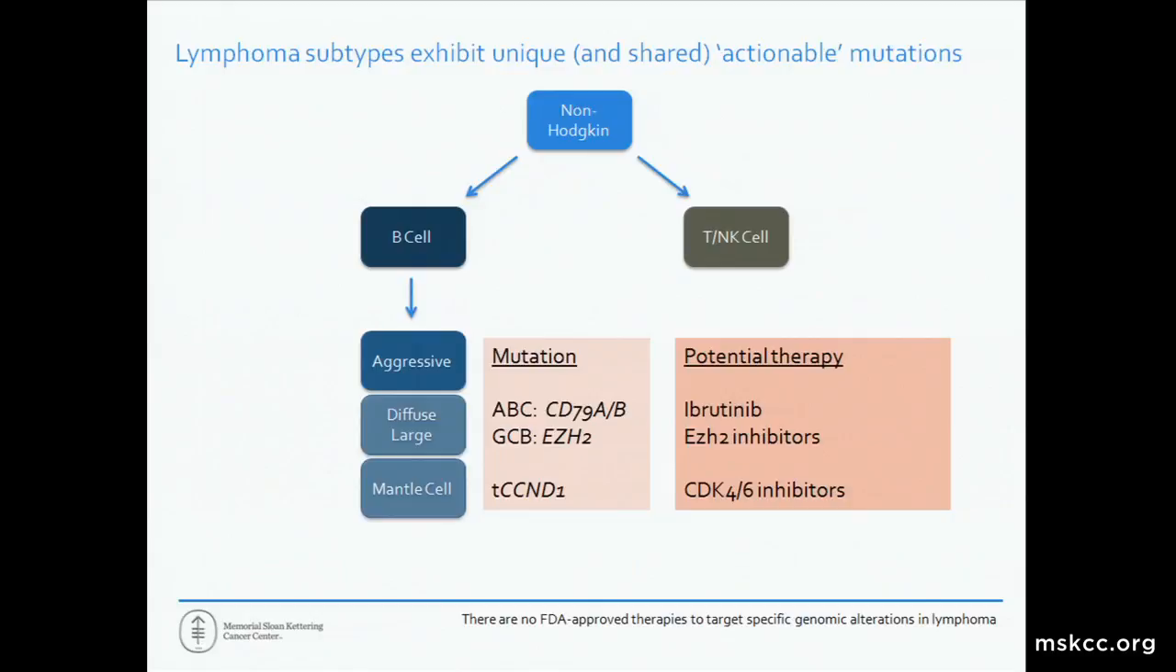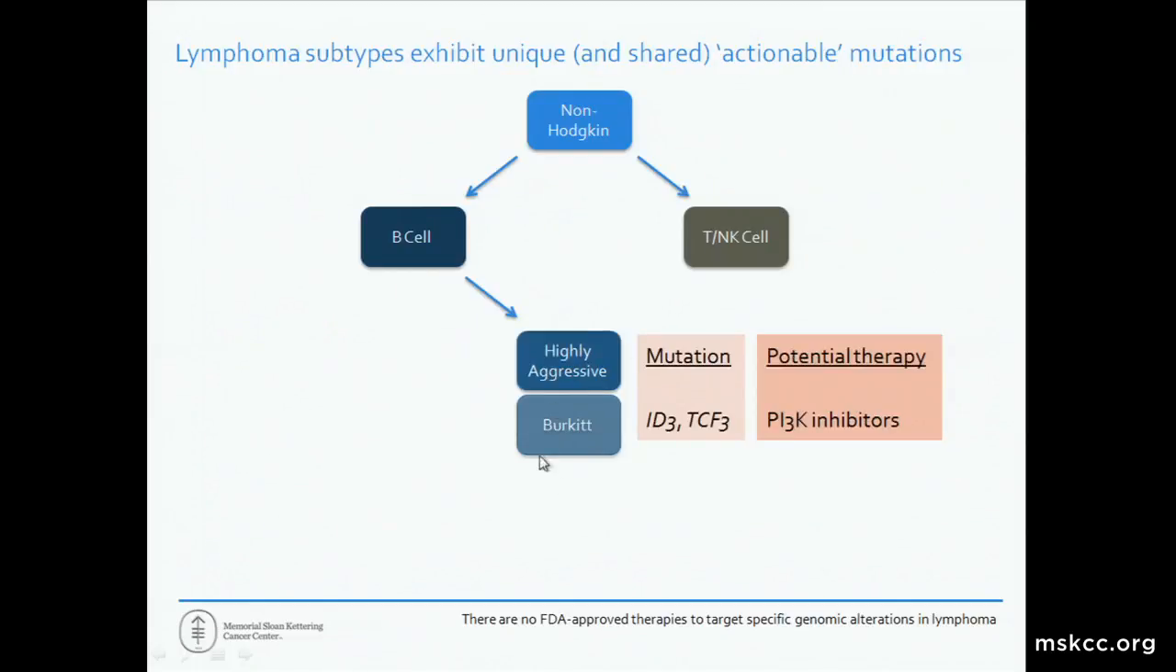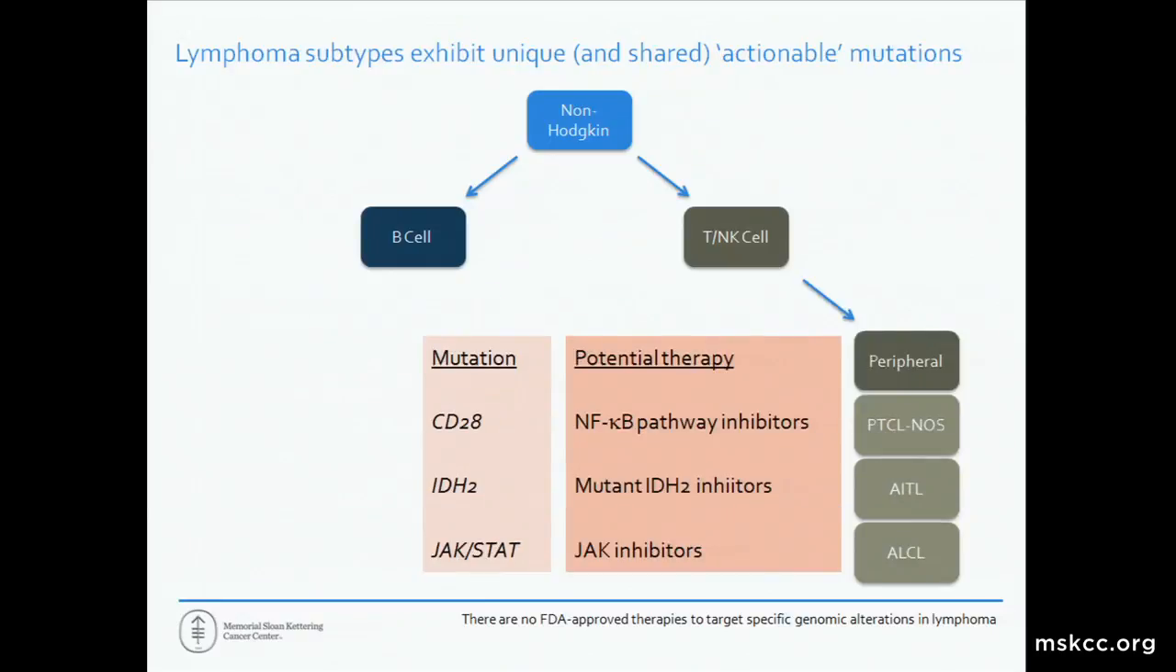I already spoke to you about DLBCL and some of the implications there. Here I'm mentioning the translocation in cyclin D1 in mantle cell lymphoma, which there's active investigation of using CDK4/6 inhibitors to target that alteration. In Burkitt lymphoma, the group at the NCI identified mutations in ID3 and TCF3, which were shown to activate the PI3 kinase signaling pathway and potentially make these lymphomas susceptible to inhibition there.